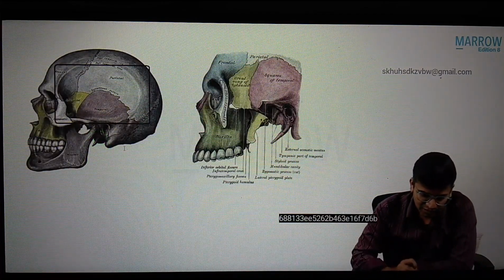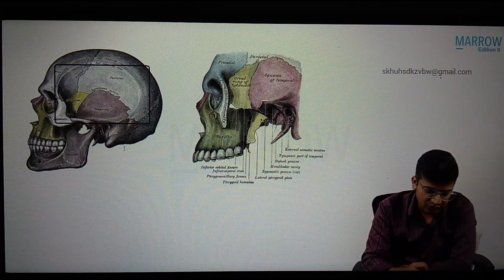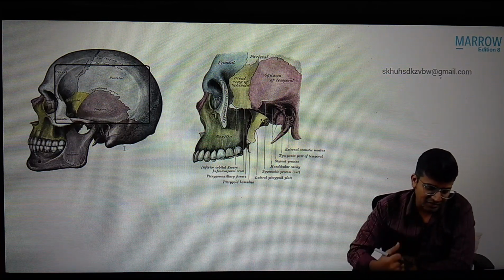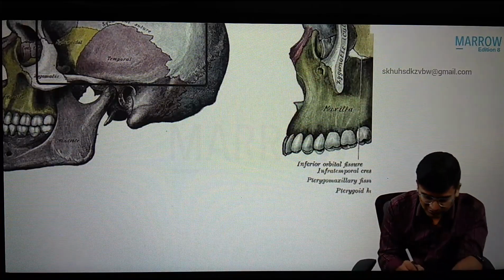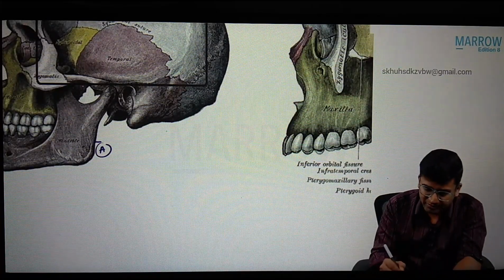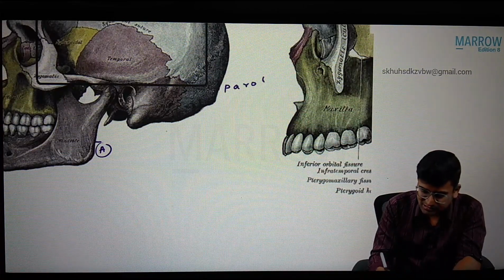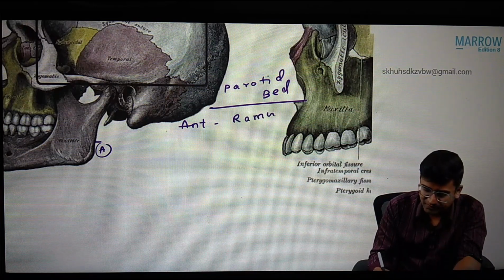Now see the diagram. We're going to zoom this image. This is the side view of the skull, and we're zooming so that we get a clear idea about the parotid bed. This is anterior, I'm writing as A. So, parotid bed boundaries. Anteriorly, we have the ramus of mandible.